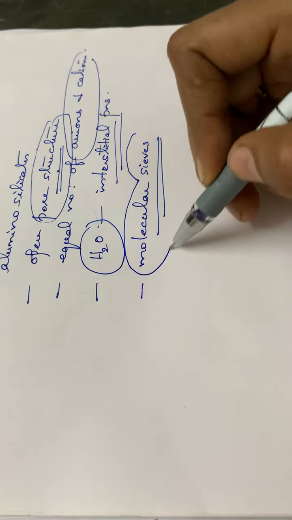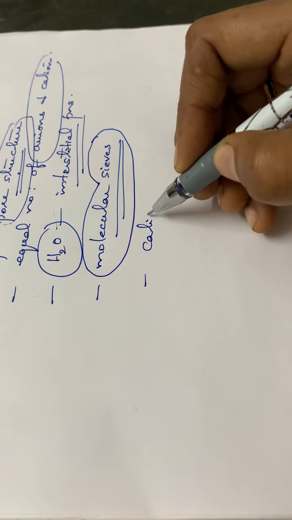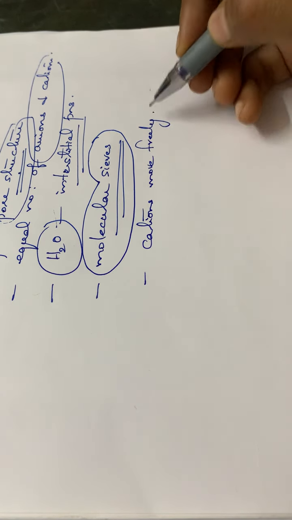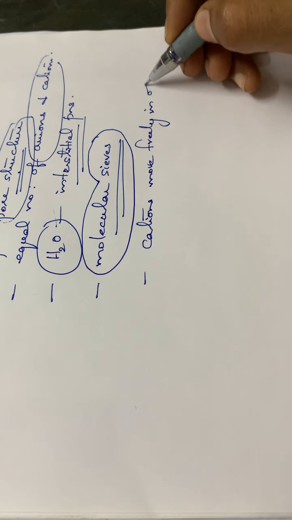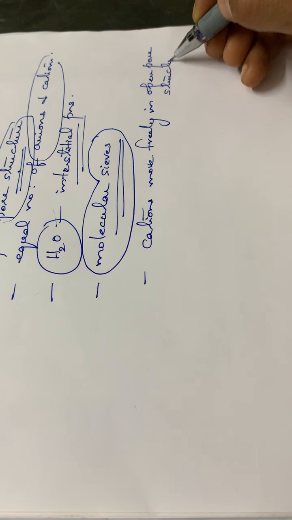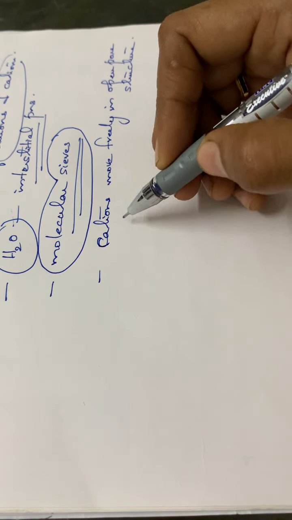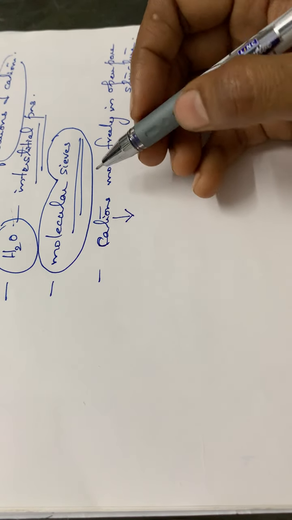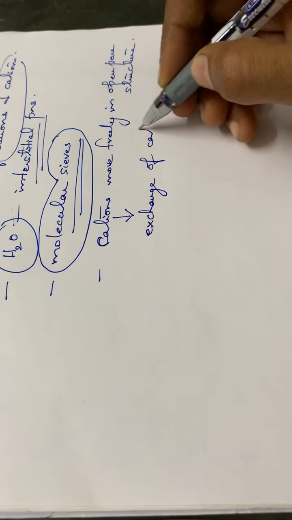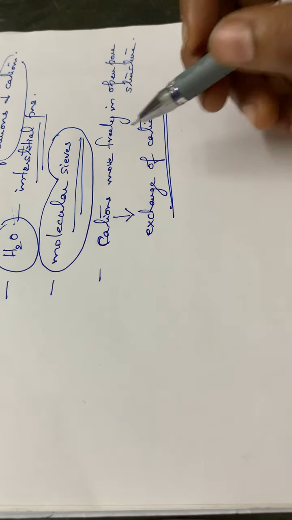In zeolites, the cations move freely inside the structure, freely in the open pore structure. And since these cations are moving freely, these cations can be exchanged with some other cations. So exchange of cations can be done in the case of zeolites. That is one important property of zeolites.